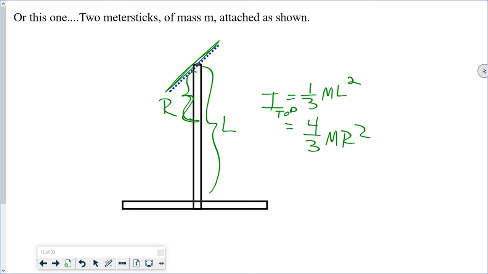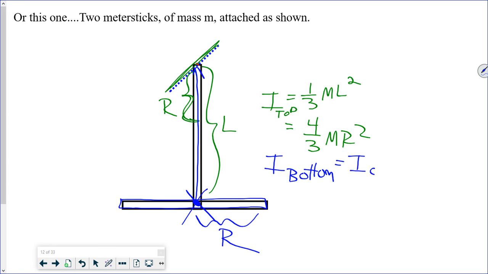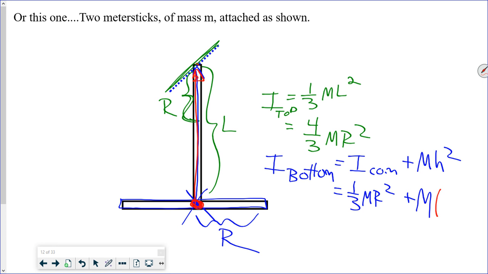Now we have to find I for this bottom piece. We've got this meter stick, and it's not rotating about its center of mass. It's rotating about a point that's way up here. So I'm going to use the parallel axis theorem again. It's the same as what I would be if it was rotating about this point. So if this is R, then I is the I about my center of mass plus mh squared. So I about the center of mass is 1/3 mr squared plus m times h. Well, what's h? Either L or 2r, because that's the distance from my actual center of mass to my pivot point. So let's call h 2r. So 2r squared. Okay, so that's I for the bottom piece.